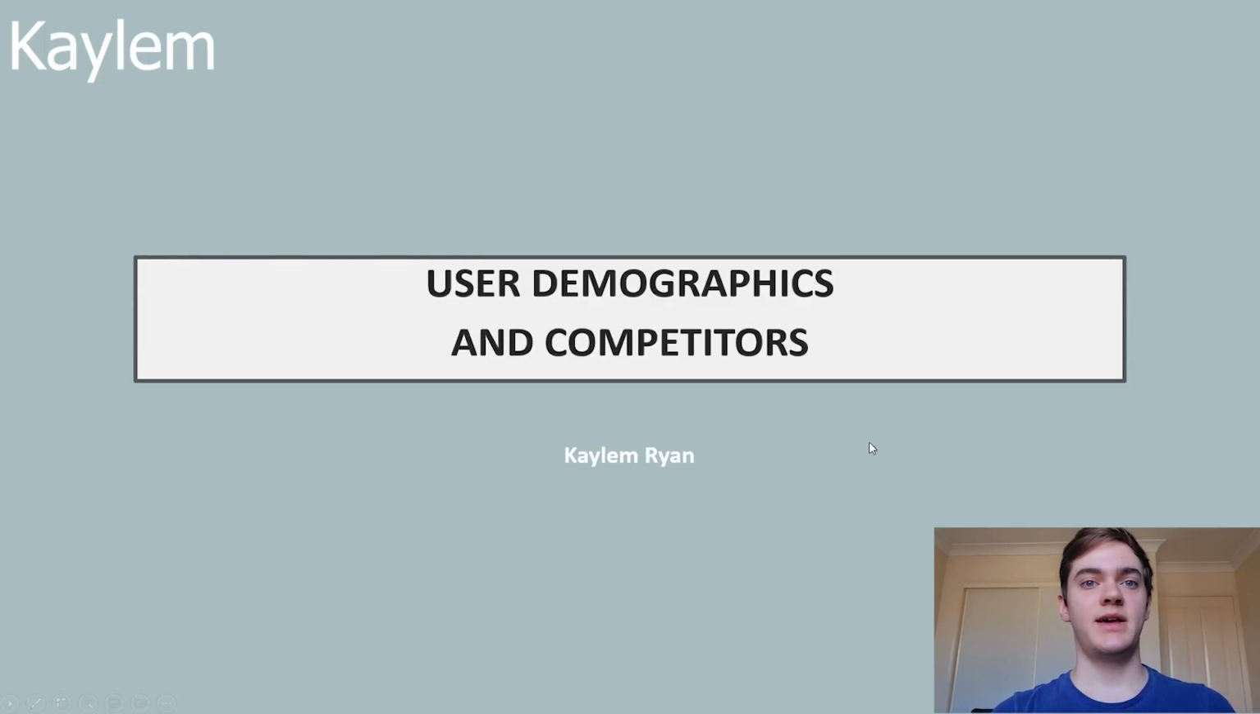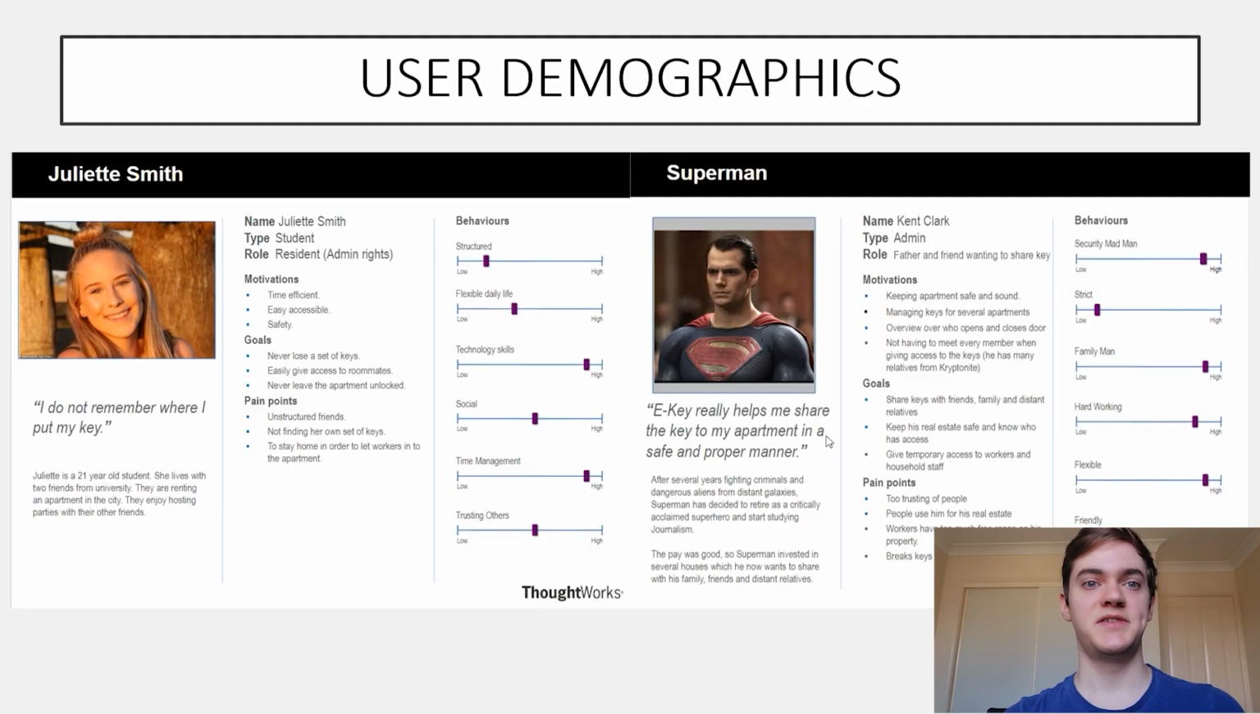Hello, my name is Caleb, and I'll be talking about the users of our app and our competitors. Firstly, there were two user profiles that were generated for this app, Clark Kent and Juliet Smith. Both users wanted the ability to give keys to their friends or families, but also had the issue of losing or breaking their keys. eKeys is our way of solving their issues, with the ability to easily share digital keys to people they know and never have to worry about going out to get new keys after losing or breaking them, as they will always be securely on their phone.